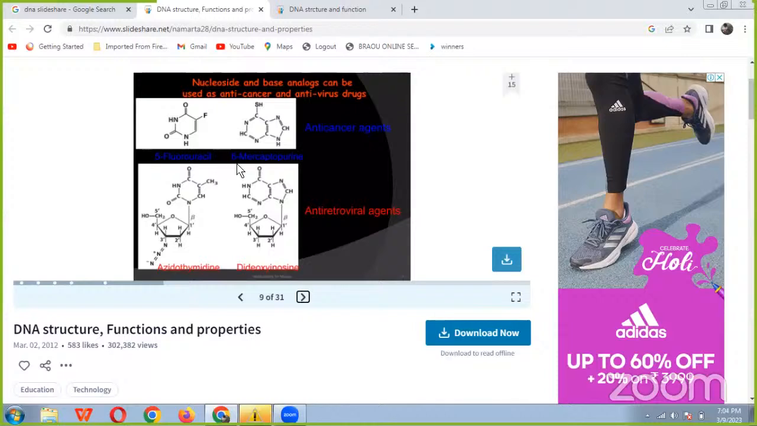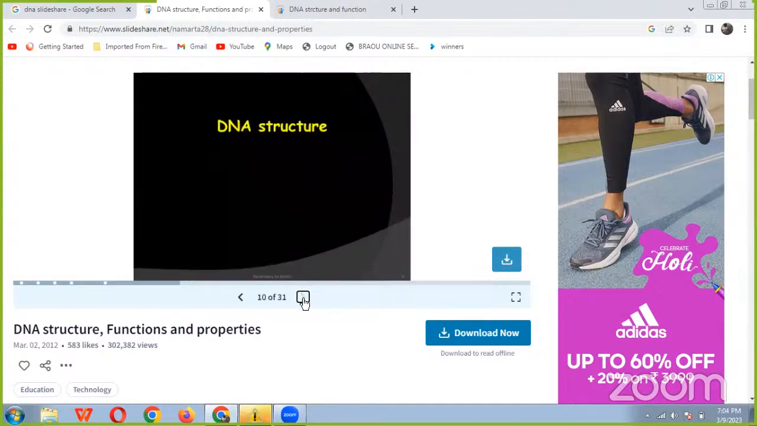Next one, 6-mercaptopurine. Both are anti-cancer agents. And next one is azidothymidine and the next one didanosine, both are anti-retroviral agents.